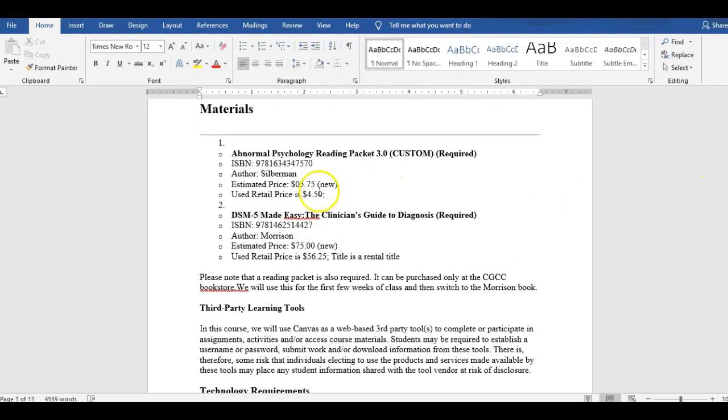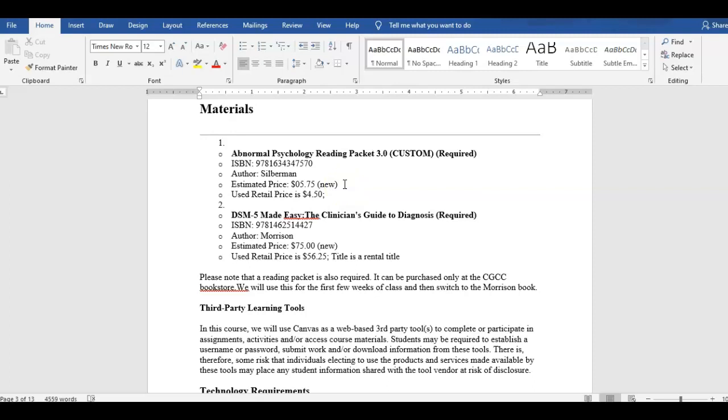Abnormal Psychology reading packet, only available at the bookstore. Look at that, less than $6. That's pretty cool, huh? Used. I didn't know they sell them used. I would buy the new one. I've never seen used ones in there. I don't make money off of that. That's just the photocopying charge, and that's it.